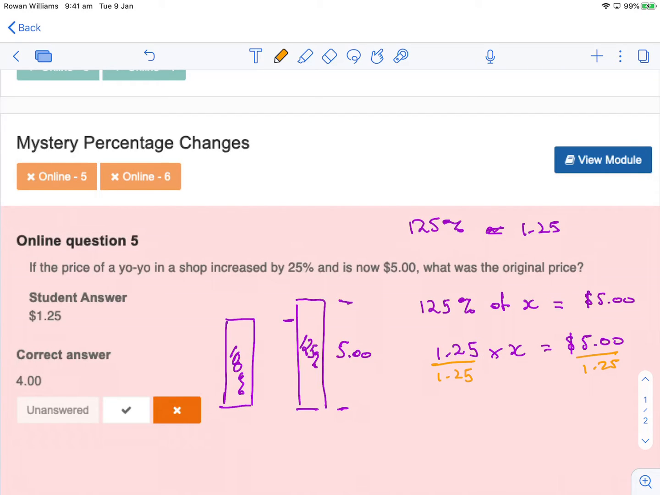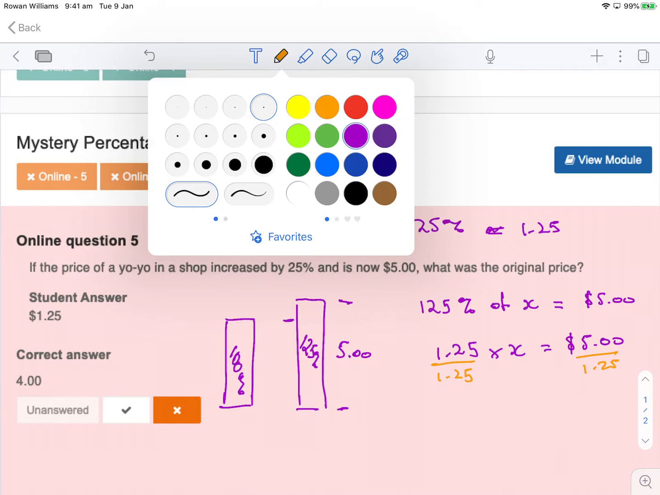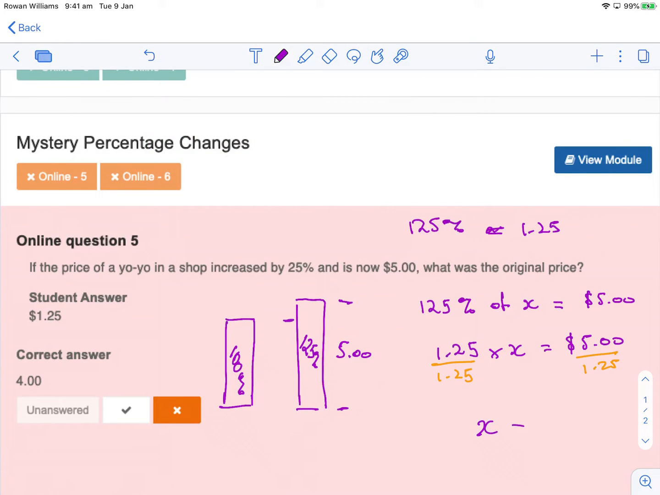So that will leave me with x equals 5 over 1.25. And then I put that in my calculator, or I work it out in my head doing my division. And that will tell me that x equals 4. Cool. That's the algebraic way of approaching it. So we can work out that x equals 4.